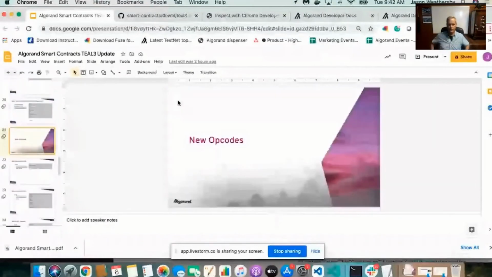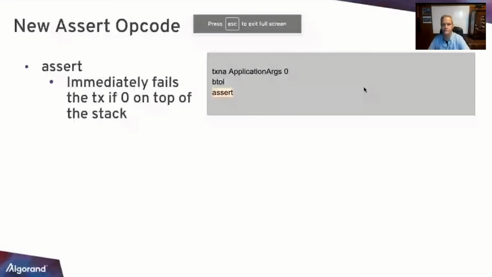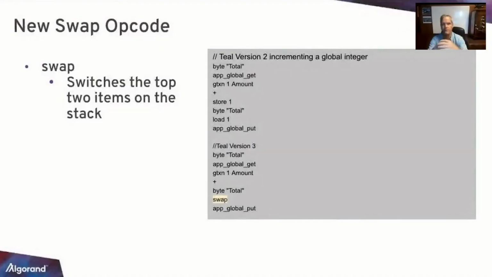All right, so some new opcodes that we have: the assert opcode. What this opcode does is if the top of the stack has a 0 on it, it immediately fails and returns. So instead of having to do all that branching you saw in my previous examples, I can just put an assert command in there. Another opcode that we've added is called swap. What this does is allow me to take the top 2 items on the stack and switch them.